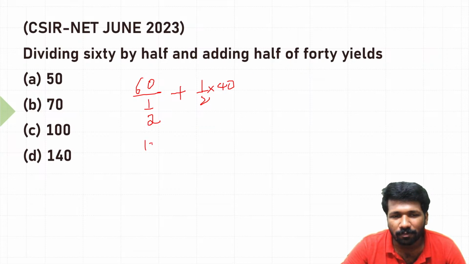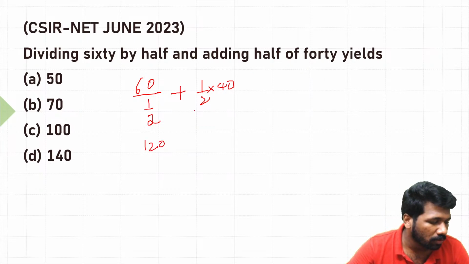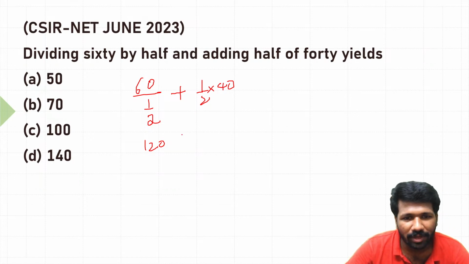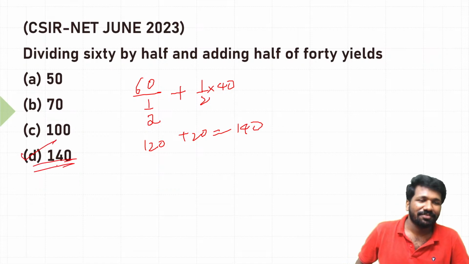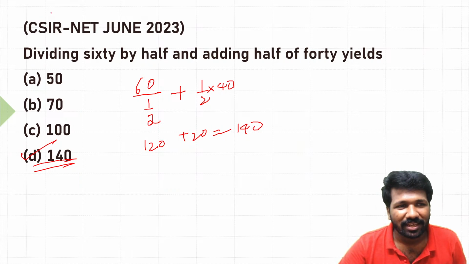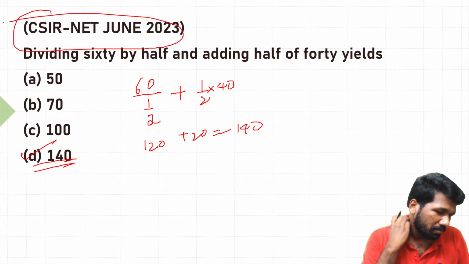60 by half is what? 120, since the 2 goes to the top. So 120 plus 20 is 140, not 50 or 70. So 140 is the correct answer. Very good question. Now, again, another latest CSIR-NET problem.